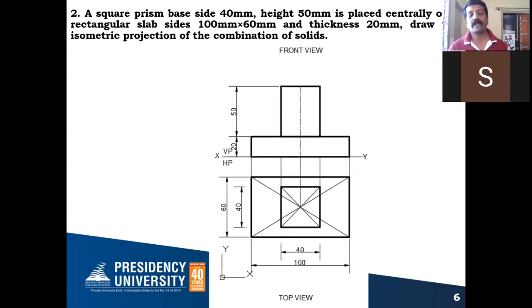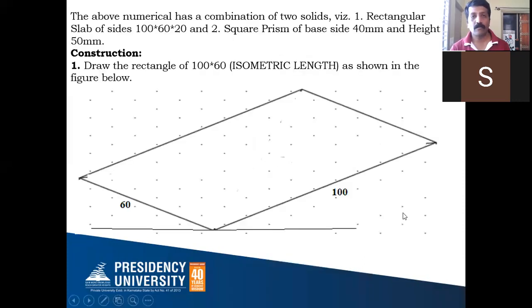In the top view, the rectangular slab will look like a rectangle of 100 by 60, and the square prism looks like a square. And in the front view, the rectangular slab will look like a rectangle, and your square prism which is placed above the rectangular slab will also look like a rectangle like this. Okay, once you complete both the top view and front view, next we'll go to the isometric projection of this combination. First, let me draw the isometric projection of the base solid, that is a rectangular slab.